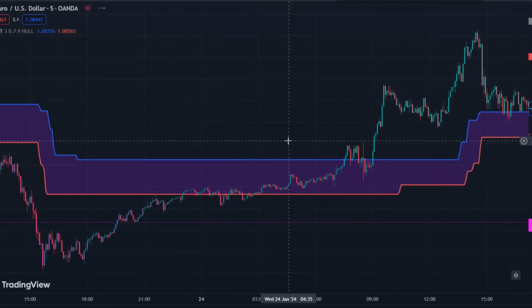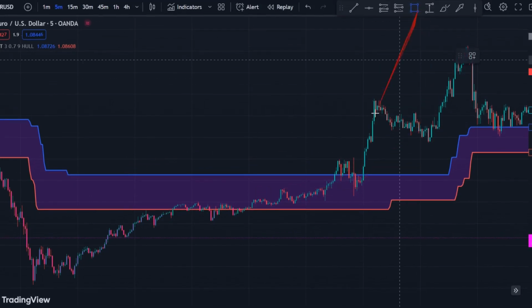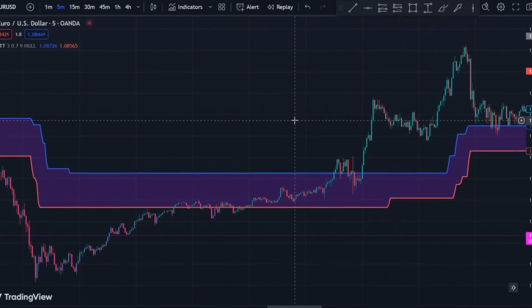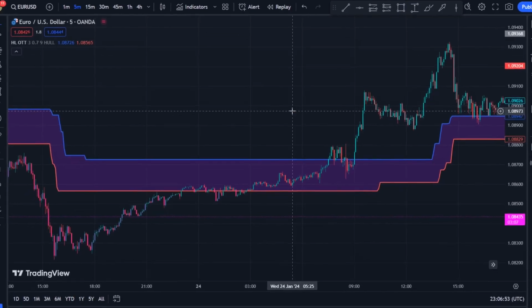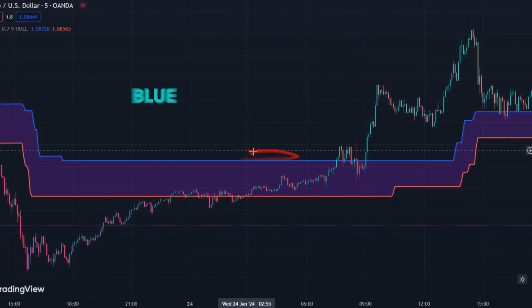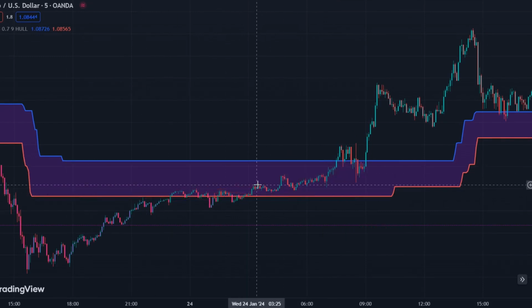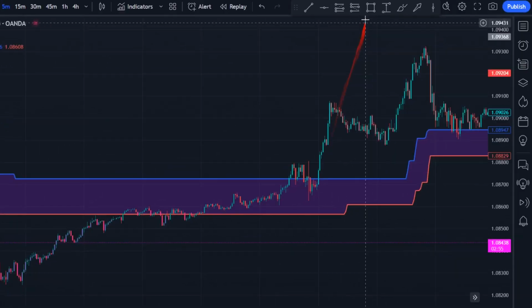Based on these lines, traders can gain valuable information about the market trend, and it warns them where buyers and sellers are likely to have more powerful presence. This indicator consists of two blue and red lines and an area between these two lines, which are actually our critical points for entering our trades.